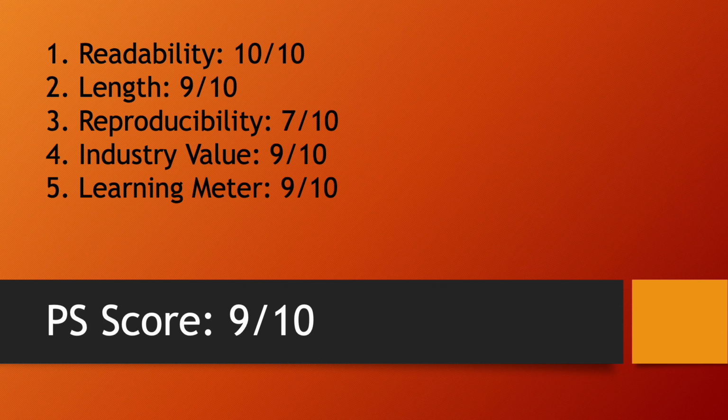Now let's give this paper a PS score. Overall, it's a nice and engaging read, so it gets 10 out of 10 on readability. With 12 pages, it scores 9 out of 10 on length. Reproducibility and repeatability might be challenging, so it gets 7 out of 10. Industry value and learning meter are pretty high, so it gets 9 out of 10 on each. Overall PS score is 9 out of 10.